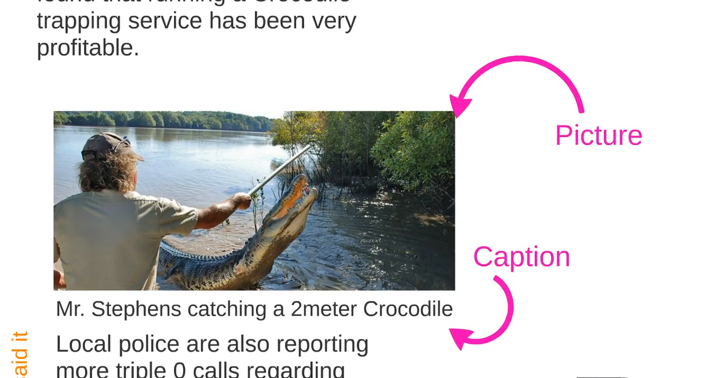Another key feature is that we're going to include a picture of what the story is about, something eye-catching, and it's going to draw the reader's attention, and we also caption that picture so the reader knows exactly what the picture is of.